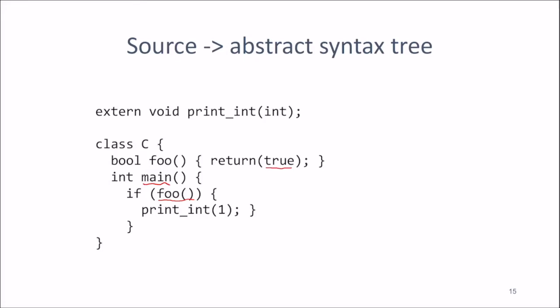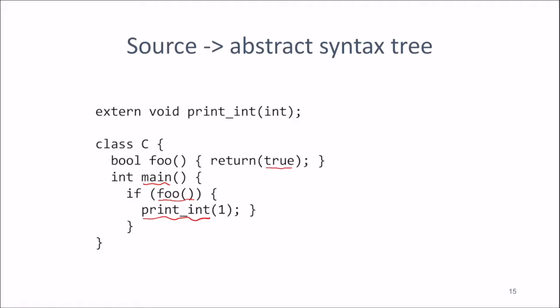So it's a fairly trivial program. It checks the value returned by this function. It's always going to be true. And then it just prints the number 1, right, using this function printInt. Okay, so this is the program that I want to first analyze.